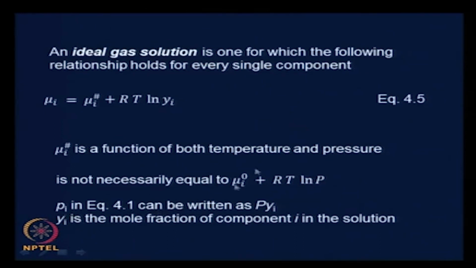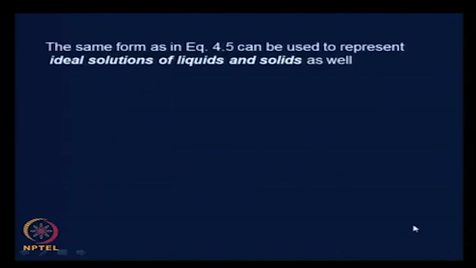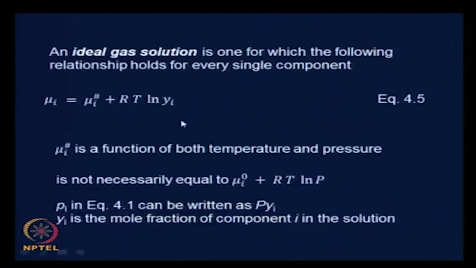Pi in equation 4.1 can be written as P yi, where yi is the mole fraction of component I in the solution. We have seen this earlier itself. You could write this definition, mu I naught plus RT ln P, and the Pi in 4.1 could have been written like this for expanding. That is just making a point again.